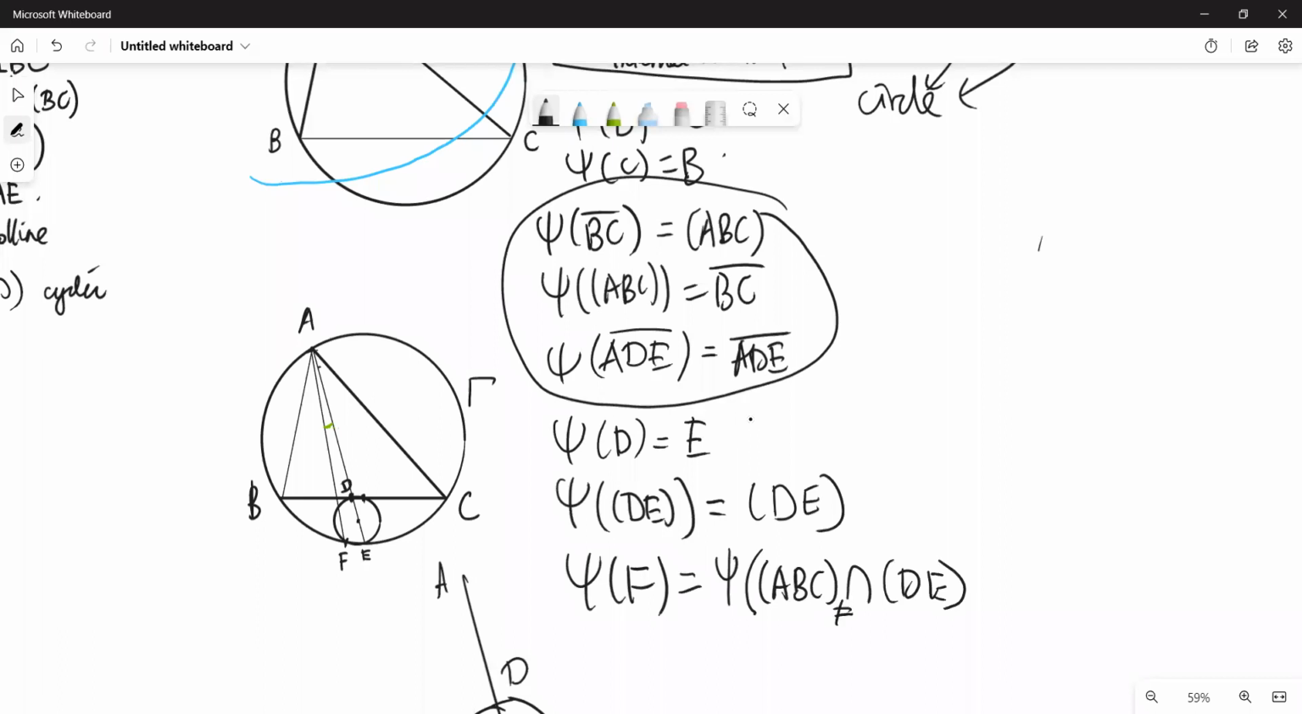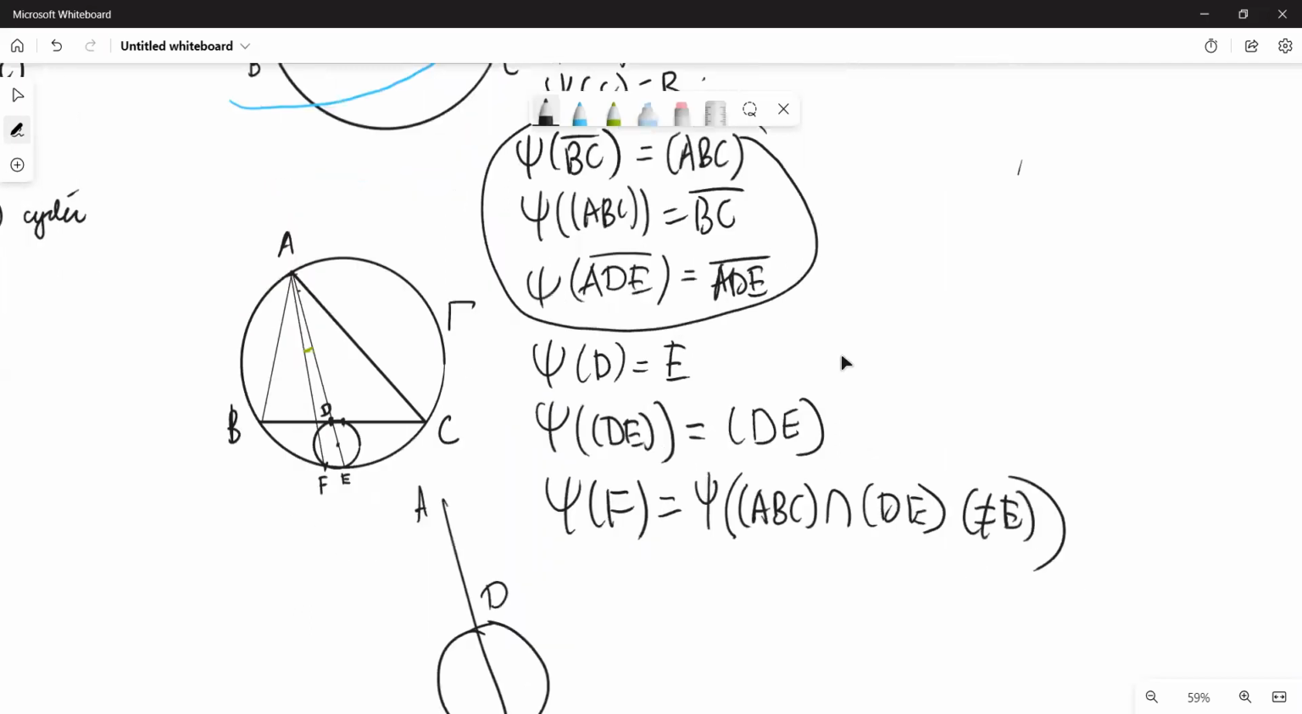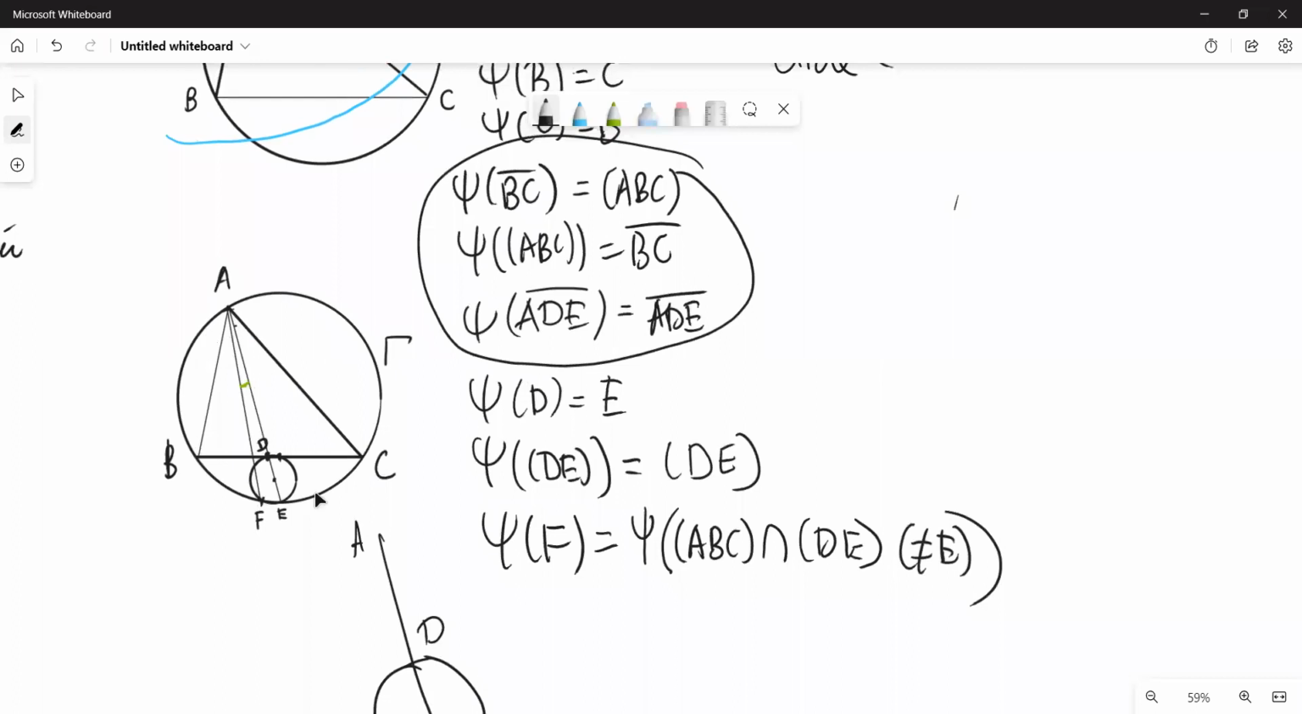Okay, fine. It's not E. I don't know how to write this nicely, but it's not E. So it's the intersection between ABC and DE, which is not E. So this must be the image of ABC intersect the image of DE, okay, which is not the image of E, which is D.